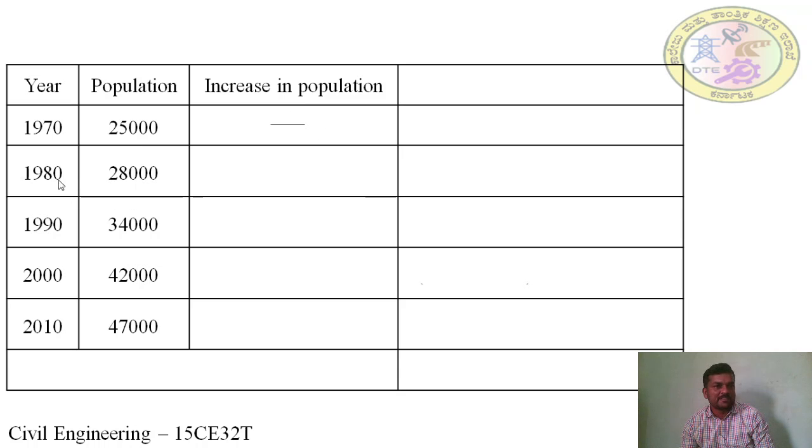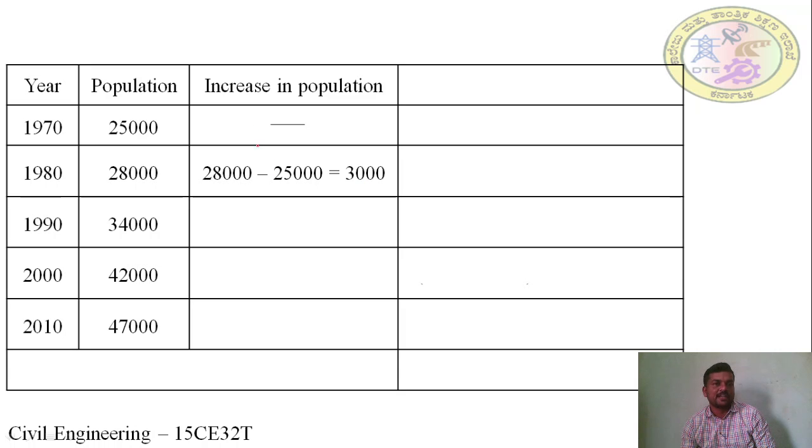The increase in population for the year 1980 is the increase in population of 1980 with respect to the previous decade, that is 28,000 minus 25,000. Here 28,000 minus 25,000 is equal to 3,000.